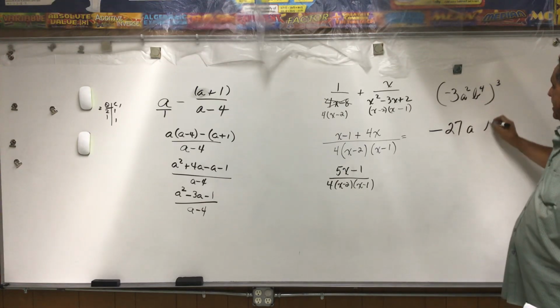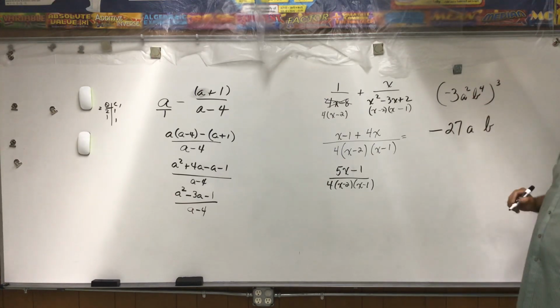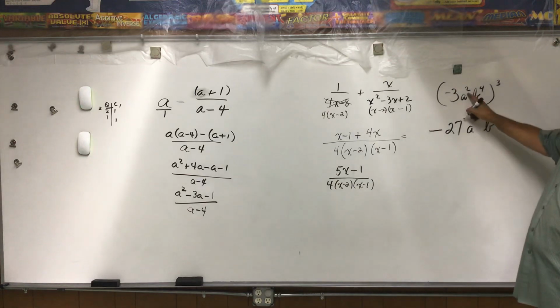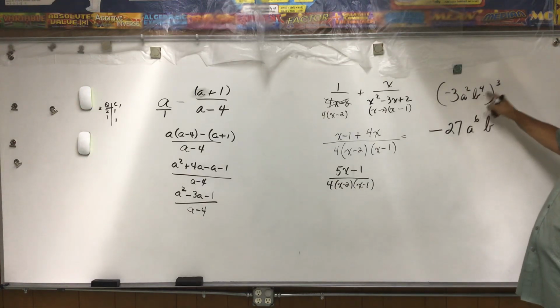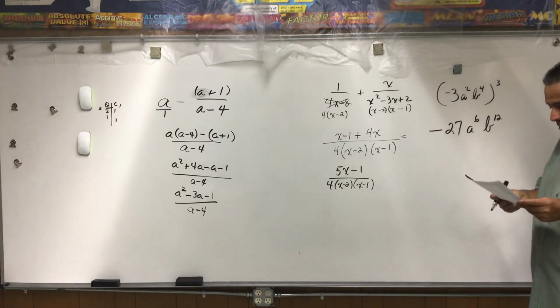Base variables, a and b. What are we going to do with the exponents? When we have an exponent raised to another exponent, multiply. 2 times 3 is 6. 4 times 3 is 12. So watch how you do those exponents.